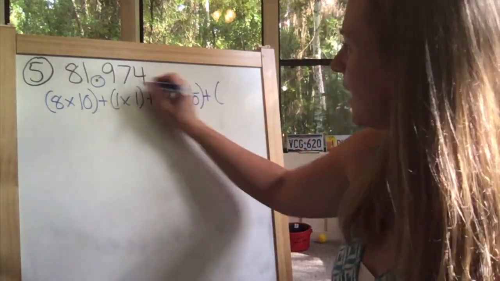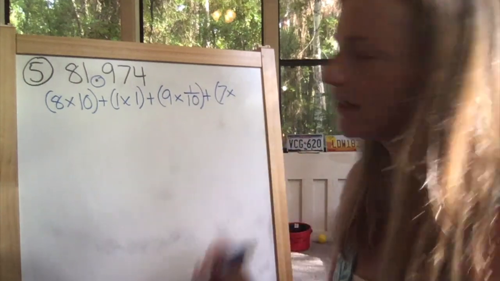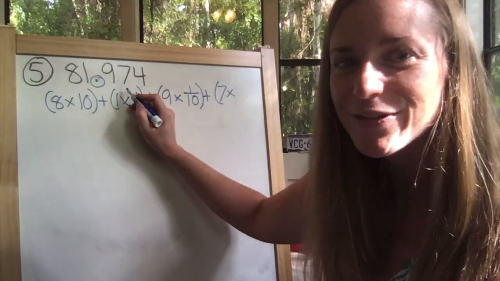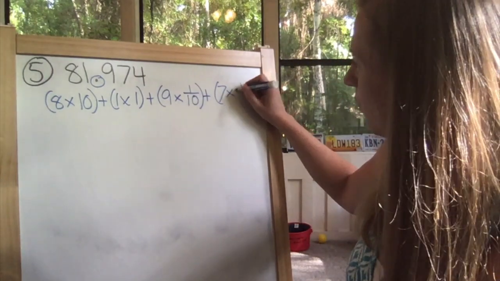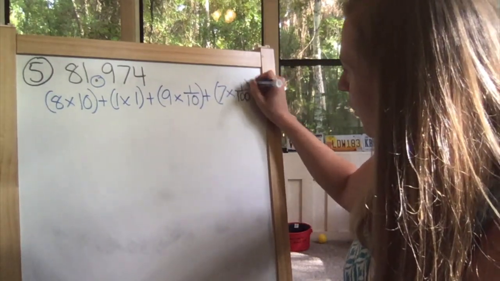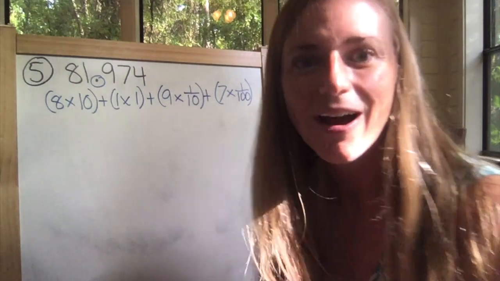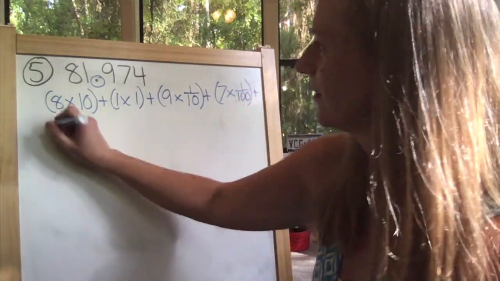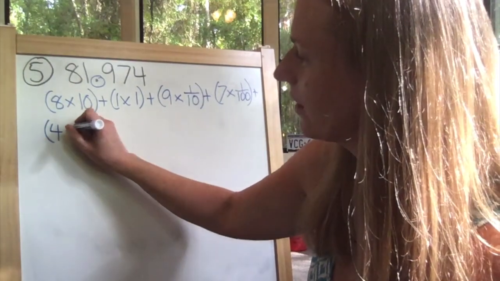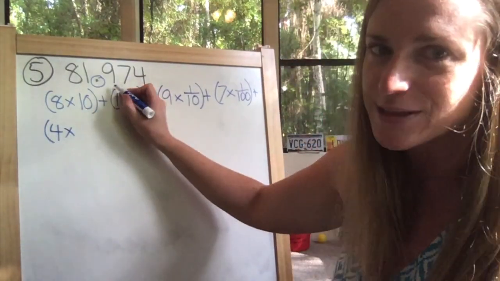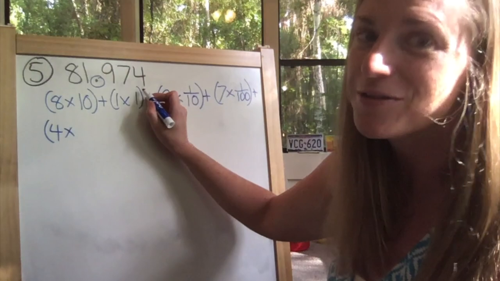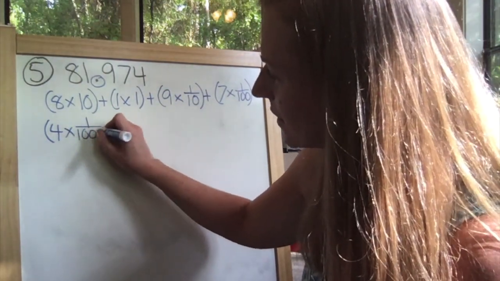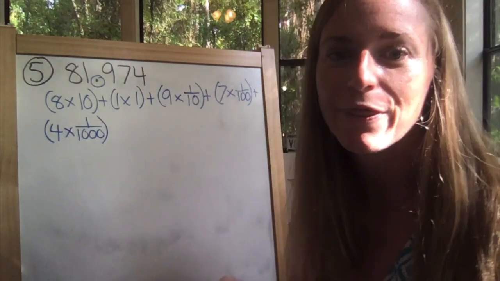Plus 7 is in, let's see, it goes 10ths, 100ths. So we write the 1 over 100 or 100th as the fraction. Plus 4 is in 10ths, 100ths, 1000ths. We write 1 over 1,000 or 1,000ths.